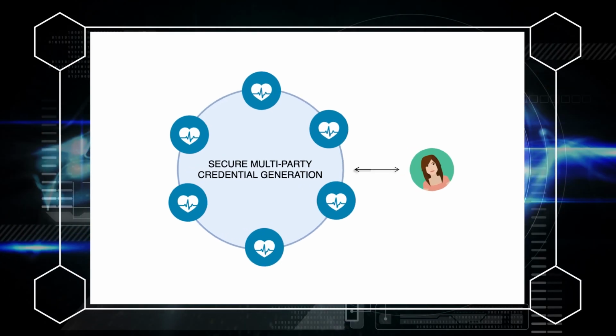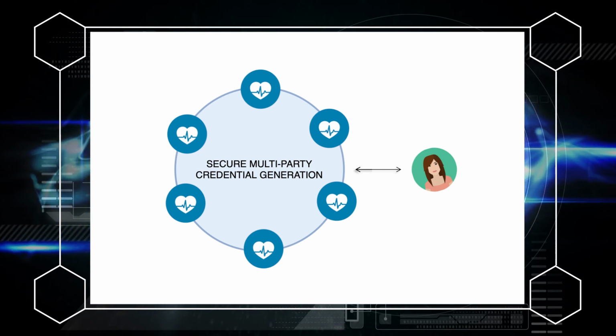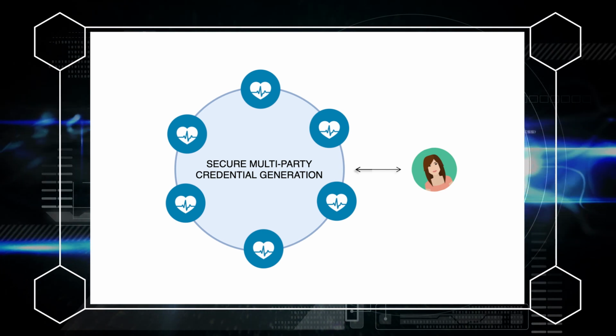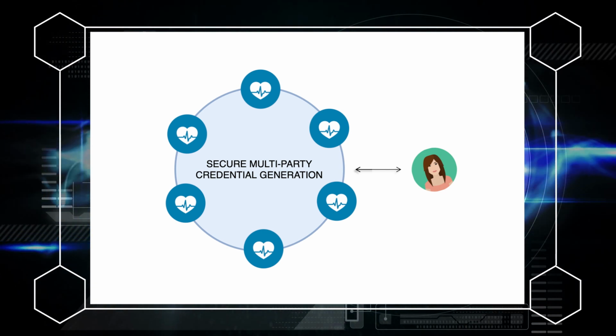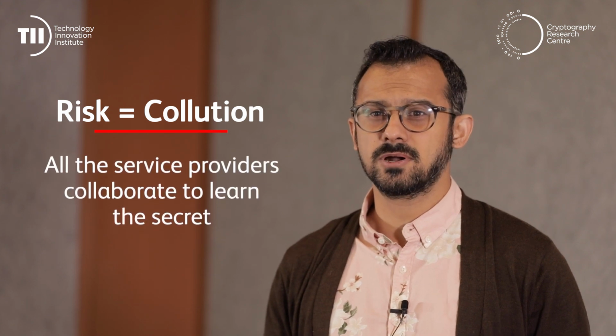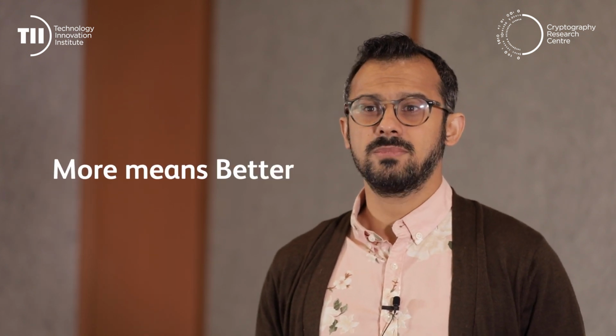What does it mean for us? Well, we believe in the corporatization of risk. Instead of trusting one service provider, we divide trust among a set of them. Using protocols for the multi-party case, we can then create anonymous credentials without the need of trusting a centralized party. The only risk in our setup is something called collusion, which is what would happen if all the service providers collaborate to learn the secret. Note how I said all of them. That is why more means better, trading efficiency for security.